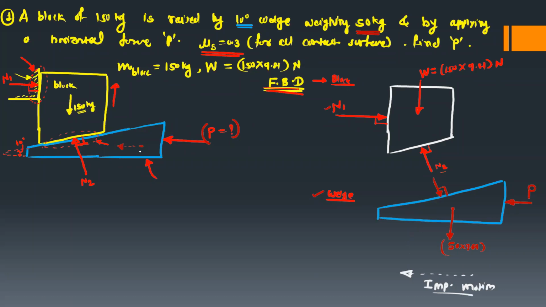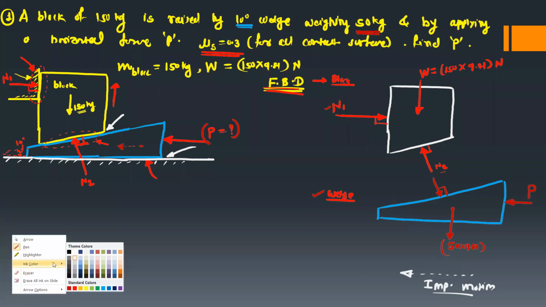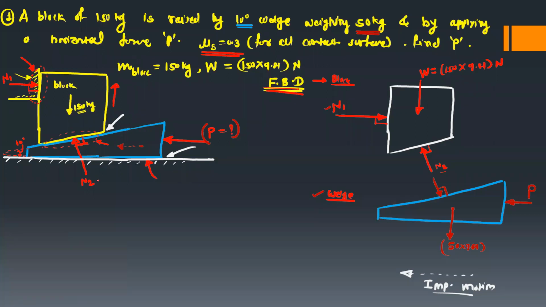Now for the wedge, there are two contact surfaces. This contact surface, and there is another contact surface between the wedge and the ground. So this is the ground. So this is your second contact surface. There will be a normal reaction at this contact surface between the wedge and the ground. So this is the normal reaction N3, and here we will show the normal reaction N3.